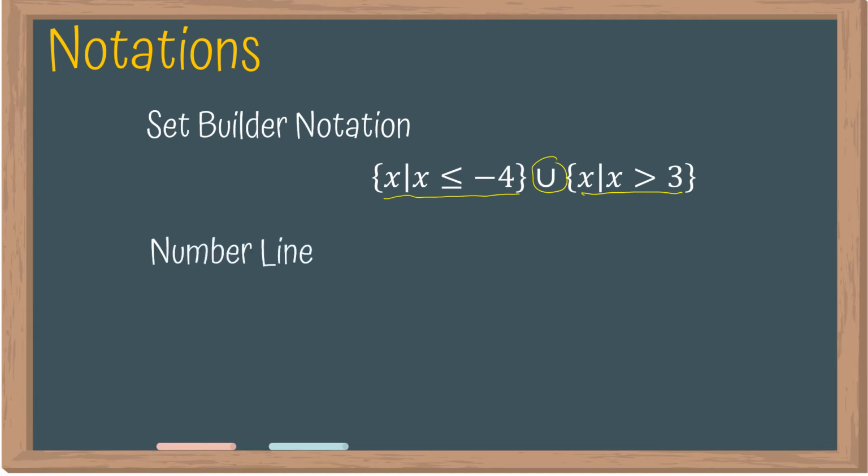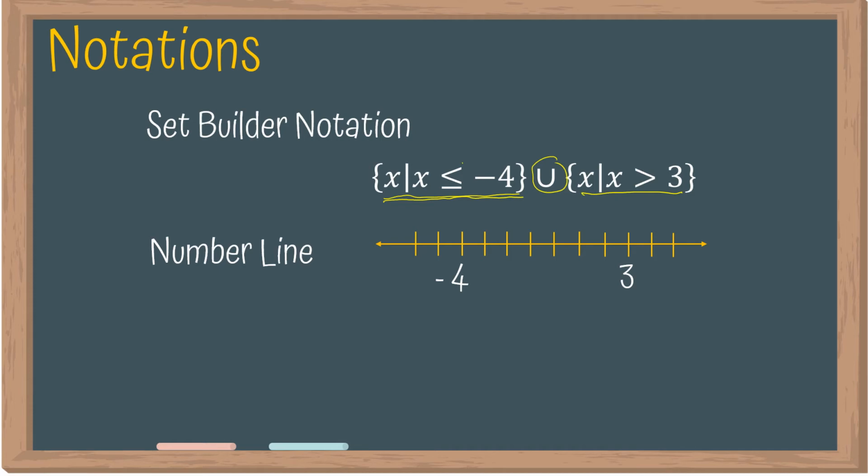So how are we going to express or illustrate that using a number line? The usual, paano natin siya ginawa kanina, similar lang din. So we have -4. Let us mark our number line by -4 and 3. So we have those two values. So illustrate muna natin yung ating first expression here, x such that x is less than or equal to -4.